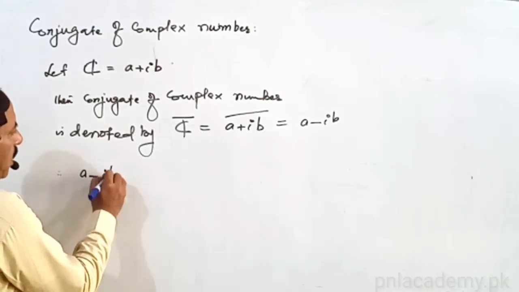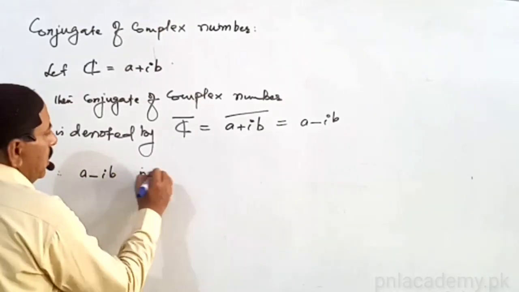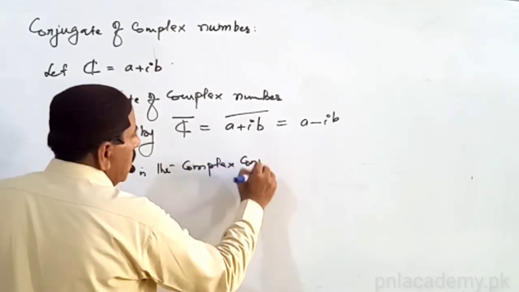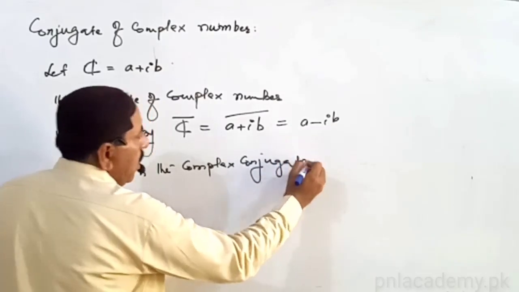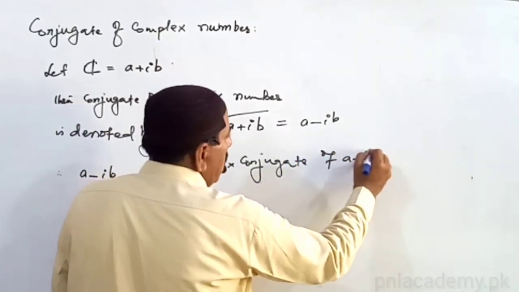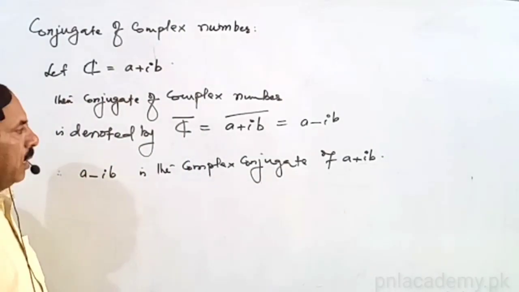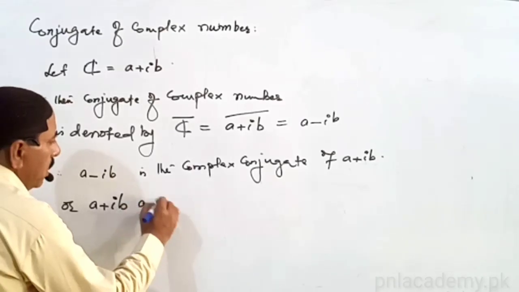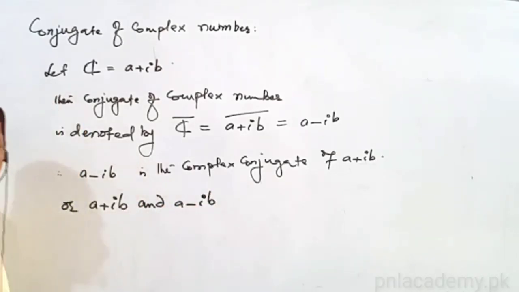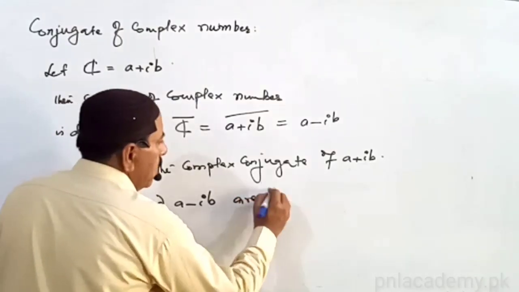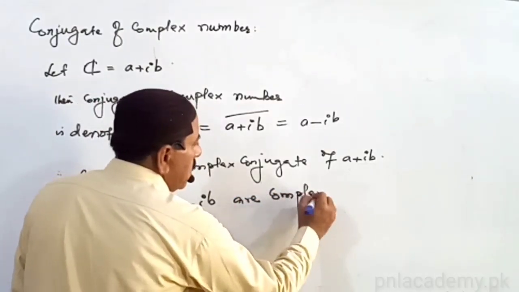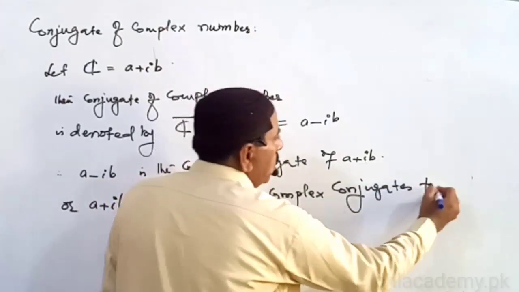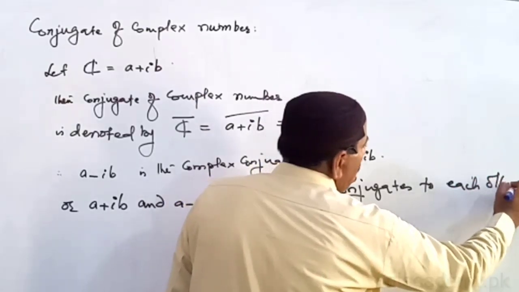So therefore, a minus iota b is the complex conjugate of a plus iota b, or a plus iota b and a minus iota b are complex conjugates to each other.